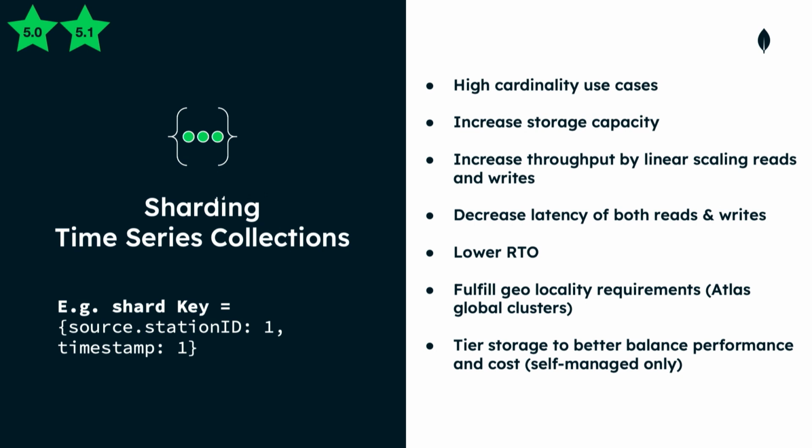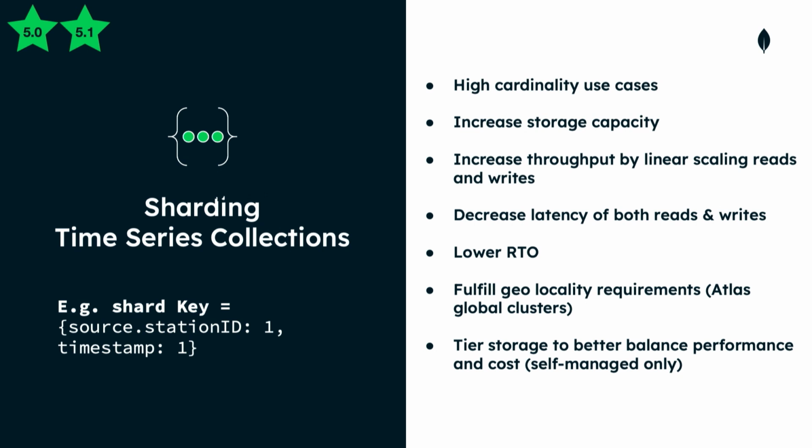If you need to increase the throughput of reads and writes, so more shards, more CPUs, more IOPS, more network bandwidth. If you need to decrease the latency of reads and writes, so more shards, more RAM, bigger working sets possible, so you can fit more indexes and documents in memory, you reduce the latency. To lower the recovery time objective, because when you have shards, you can parallelize the restore and therefore make it faster. Also, if you need to fulfill geolocality requirements, you can, with the Atlas Global Clusters, then that's very useful.